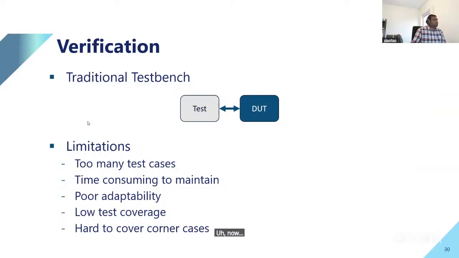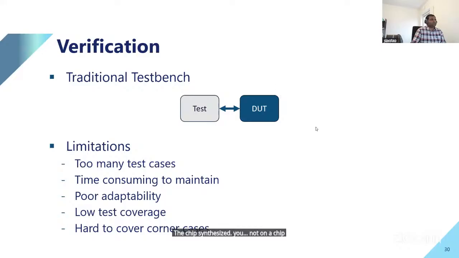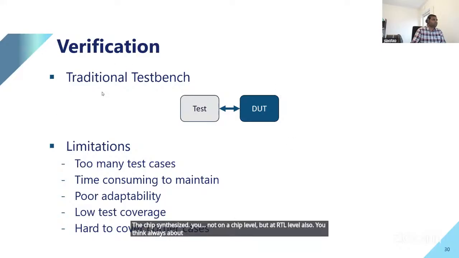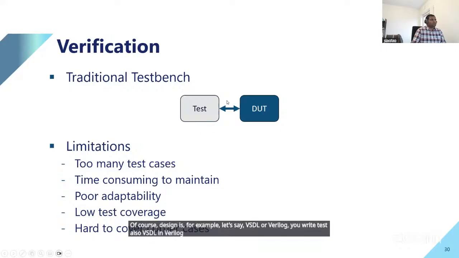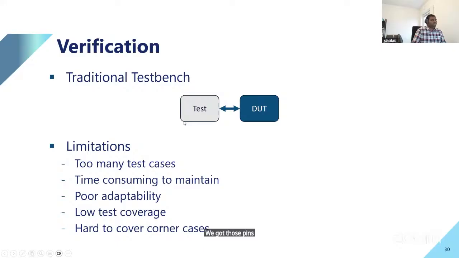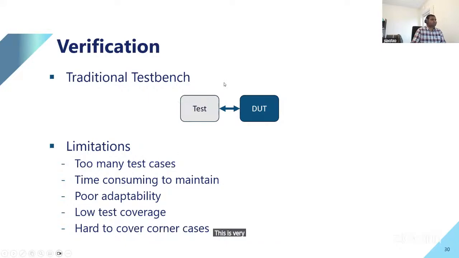Now verification. So once you have the chip synthesized, not only at chip level but at RTL level also, you think always about verification. One traditional way of verification is that you get a design and you write some tests. Of course, the design is, for example, VHDL or Verilog, and you write the test also in VHDL or Verilog, and it will wiggle those pins, put in the stimuli, and check that your hardware, or your design under test, is behaving properly. This is a very slow, time consuming, traditional process.